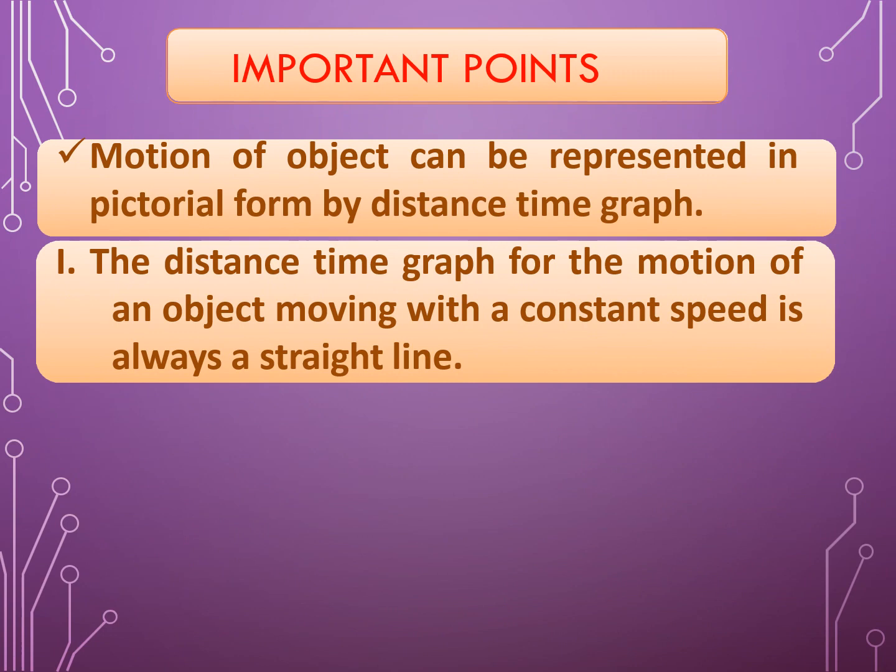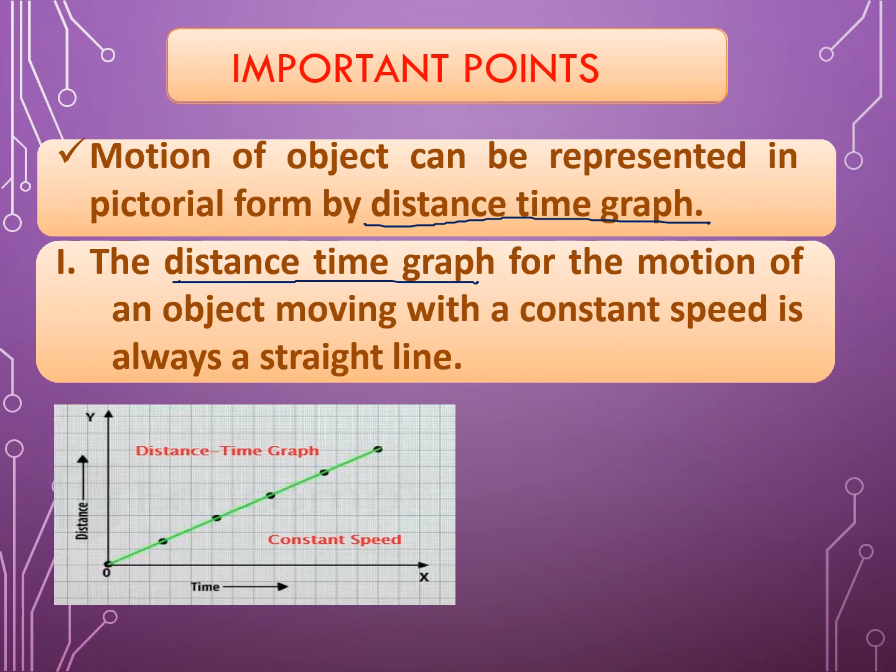How exactly? A distance-time graph is basically going to be a straight line graph. The distance-time graph for the motion of an object moving with a constant speed is always a straight line. Okay, how? So this is the graph that represents the distance time. Okay, constant speed, distance-time graph.